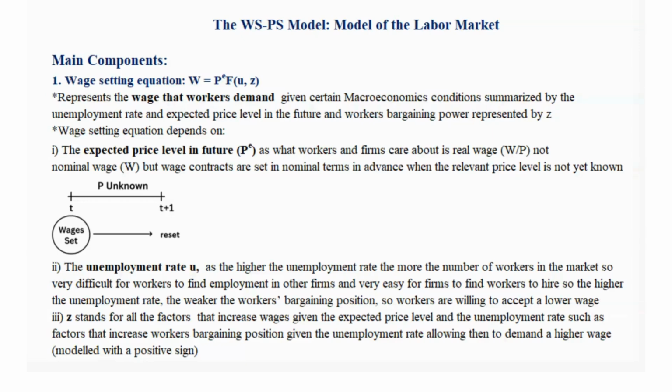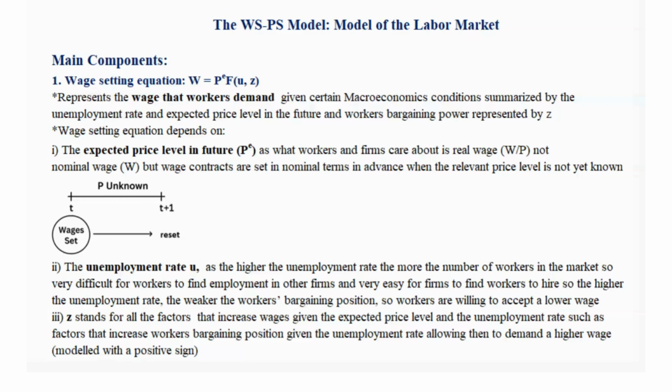While on the other hand, the lower the unemployment rate, the smaller the number of workers in the market. So it's very easy for workers to find employment in other firms, but it's very difficult for firms to find workers to hire because there's a smaller pool of workers to choose from. So the lower the unemployment rate, the stronger the workers' bargaining position, which will allow workers to demand a higher wage. So there's an inverse relationship between the unemployment rate and the wage demanded by workers.